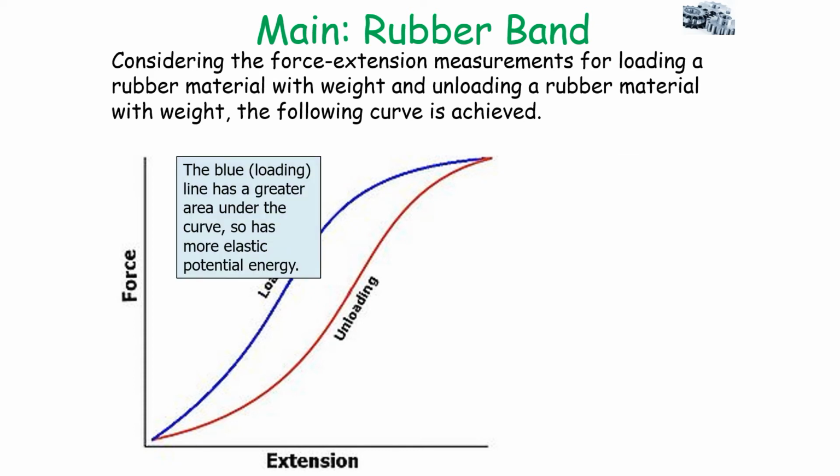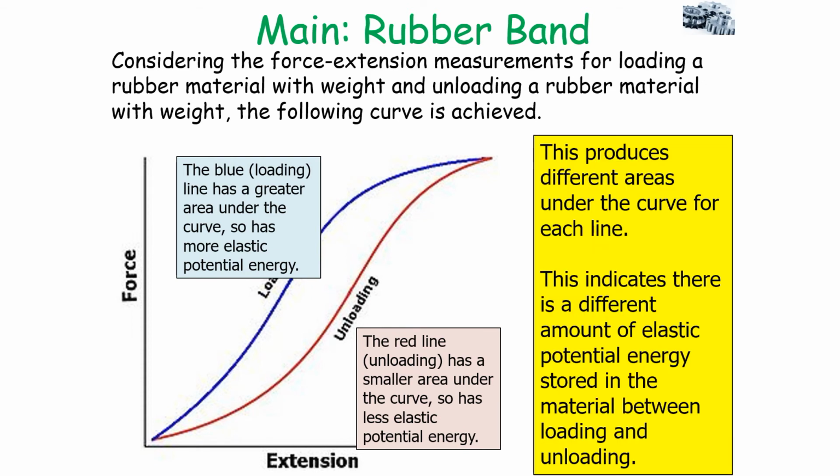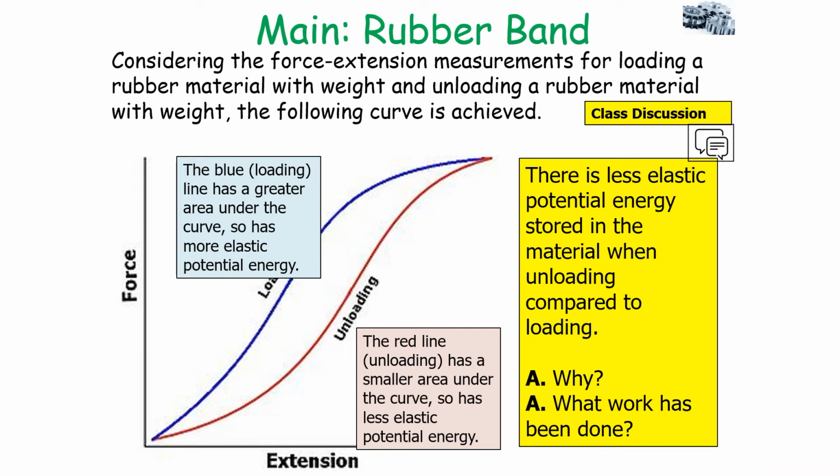Now if you notice on the particular graph, the blue line has a greater area under the curve, so there's more elastic potential energy stored when you are loading the spring. Now the red line, the unloading line, has a smaller area under the curve, so less potential energy is stored in our spring when it's being unloaded. So this produces different areas under the curve for each line, which indicates there's a different amount of elastic potential energy stored in the material between loading and unloading. So there's less elastic potential energy stored in the material when unloading compared to loading.